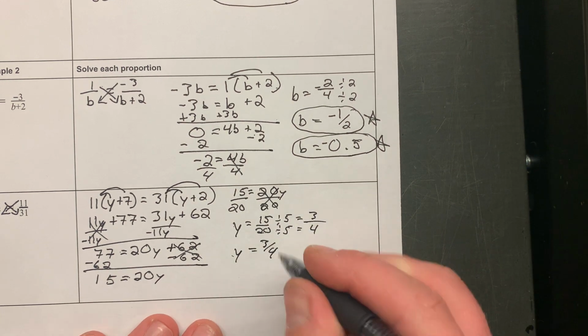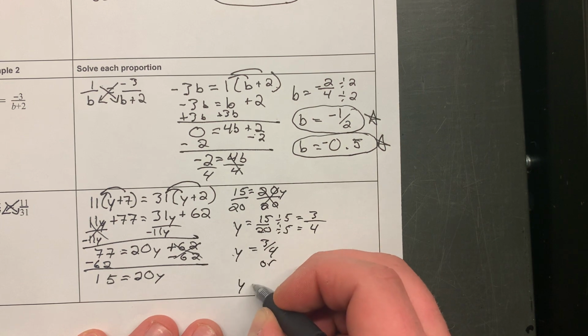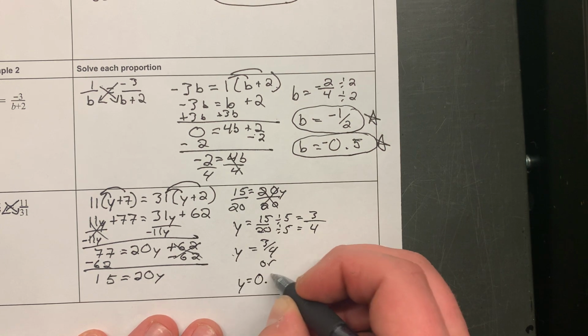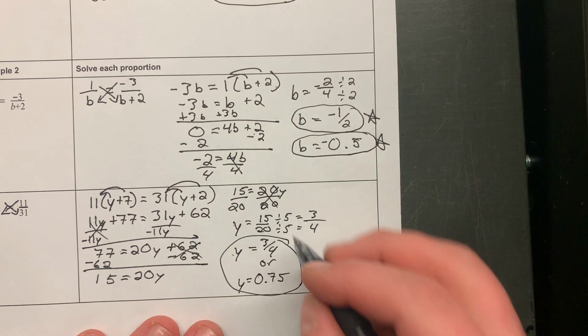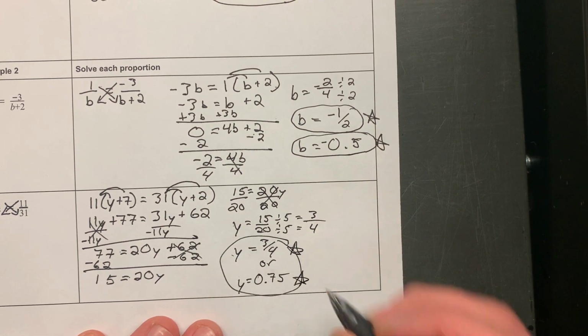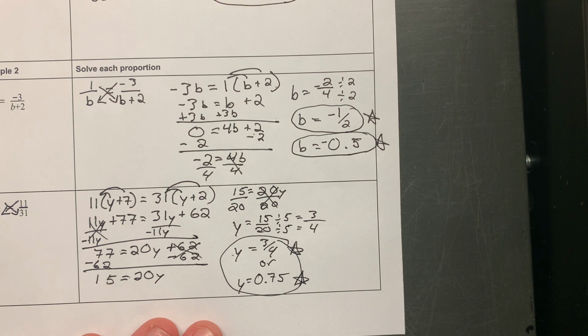If you want this as a decimal, you can also have it as y equals 75 hundredths, okay, or 0.75. Either of these answers are correct. We like it in both of these ways, as that is in simplest terms.